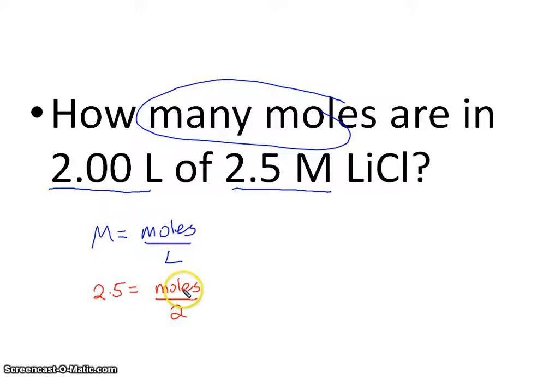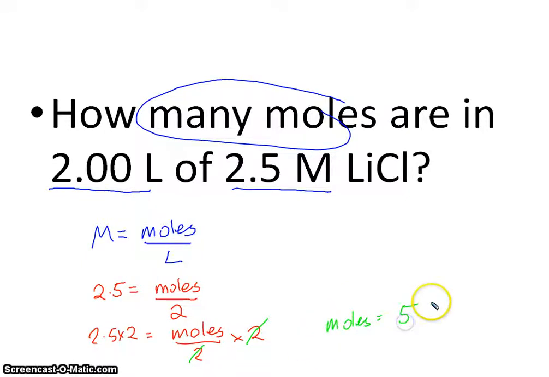We want to get moles by itself, so we need to undo what was done to it. We had moles, they divided it by 2. We need to multiply both sides by 2. 2.5 times 2 equals moles divided by 2 times 2. And happily we can cancel these 2 out. So we get moles equals 2.5 times 2. So the answer equals 5 moles.